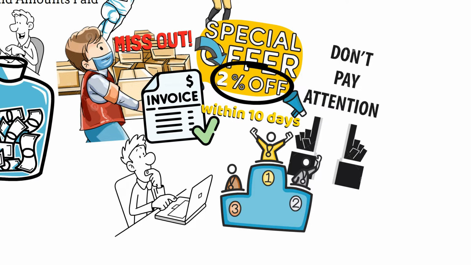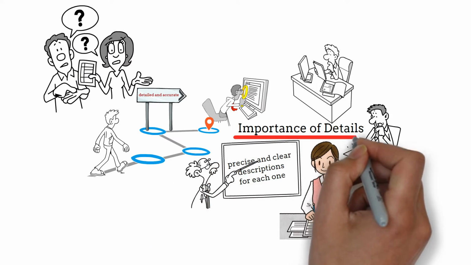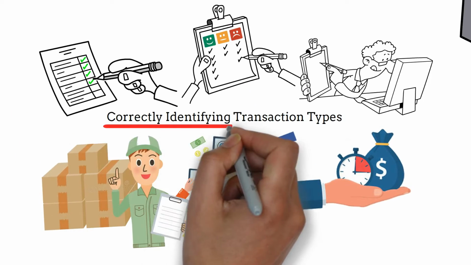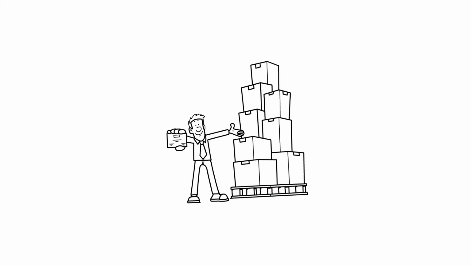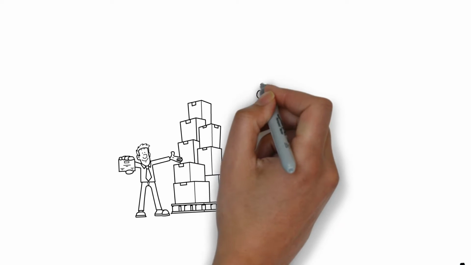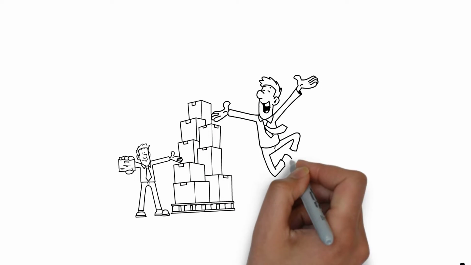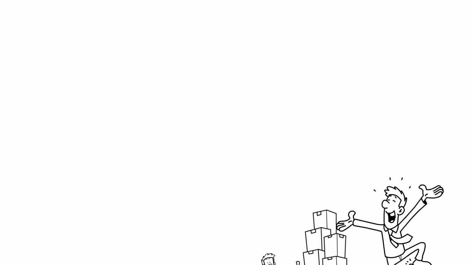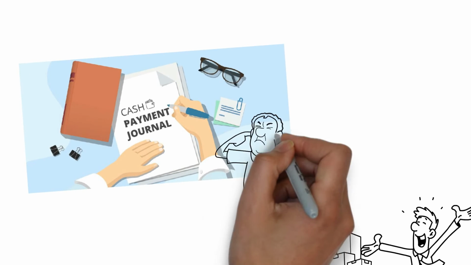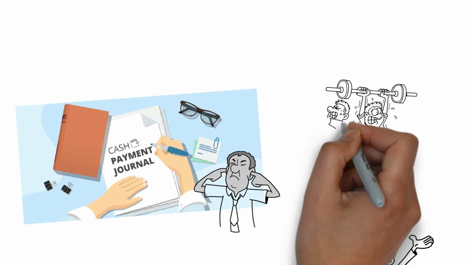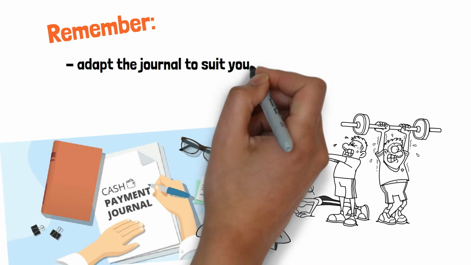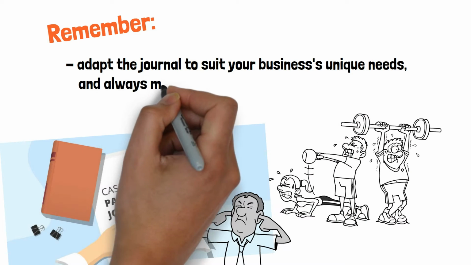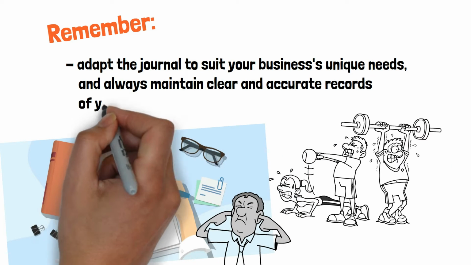By focusing on these three aspects, providing detailed descriptions, categorizing transactions accurately, and calculating discounts and amounts paid correctly, you'll keep your financial records in impeccable shape and set your business up for better financial decision-making and success. Completing a cash payments journal might seem complex at first, but it becomes second nature with practice. Remember to adapt the journal to suit your business's unique needs, and always maintain clear and accurate records of your cash expenses.